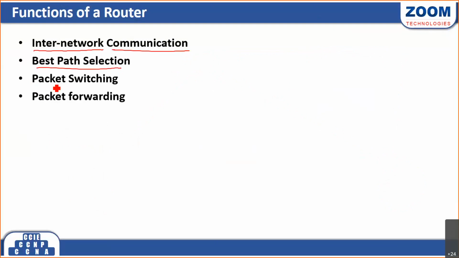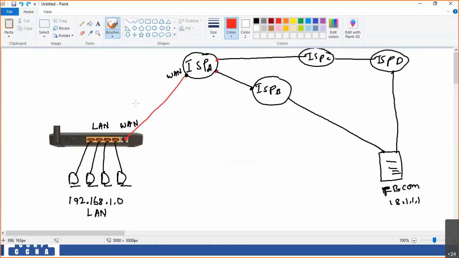But the point is, what is packet switching and packet forwarding? From LAN users, end users, data traffic is being generated, right? So this data traffic will come to which port of the router? LAN ports, because devices connect to LAN ports. Now what will your LAN ports do? The data traffic coming from end users, your LAN port will send to which port? WAN port. LAN ports will not send to the ISP router directly, right? The LAN port has to send the data traffic to the WAN port. So this process we call packet switching.